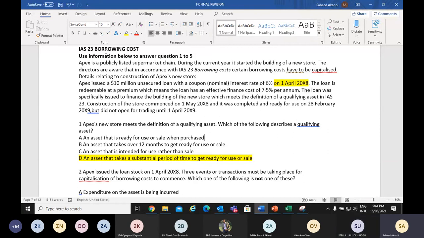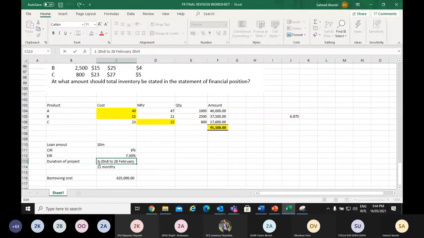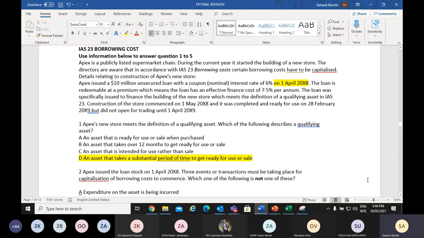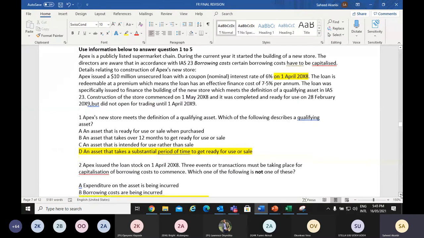Okay, I've heard you. Thank you very much. But I'm not in support of the solution. There's no problem. I've heard you. Sorry, please, can you touch us on this answer? Okay, let me see the formula now. I said 10 million times 7.5% times 10 divided by 12. Are you fine? Thanks. Okay, no problem. Let's continue.